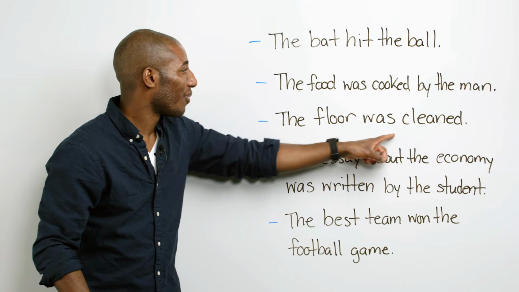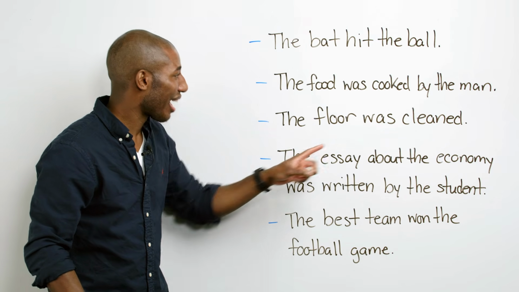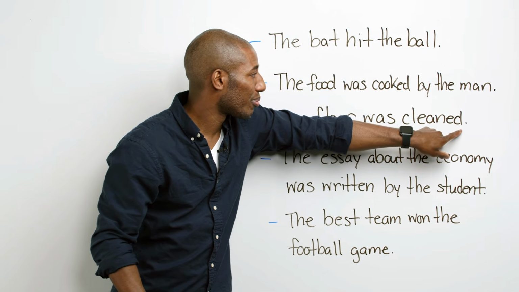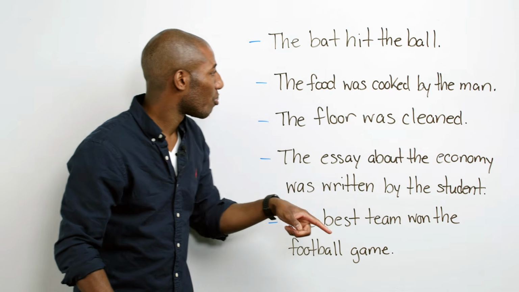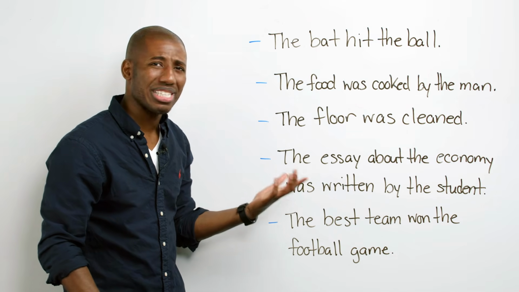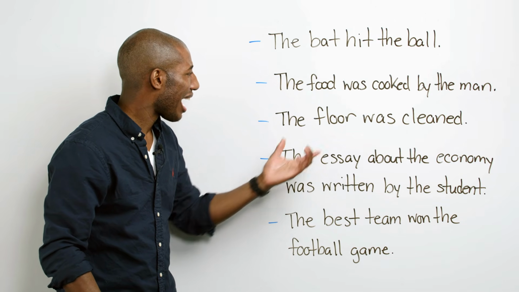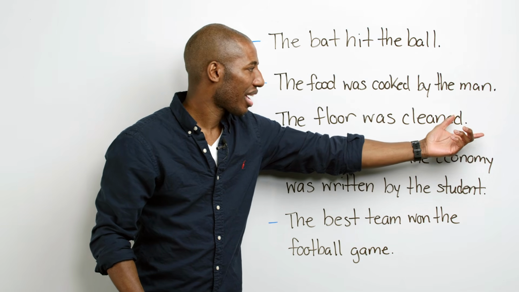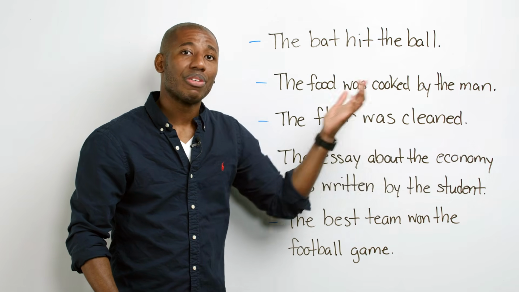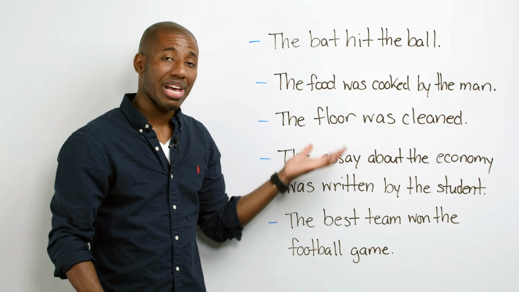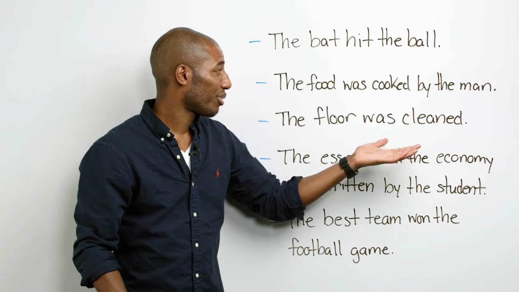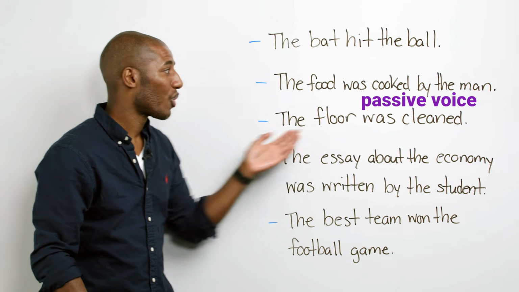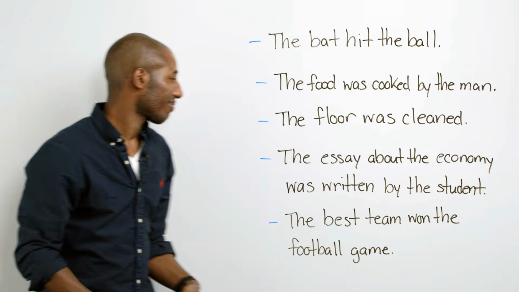The floor was cleaned. Okay, so I see I have my to be verb, was, and my past participle, cleaned. But it seems like I'm missing something. I have the receiver, but not the doer. It's okay. Like we mentioned before, for some sentences, you may not have the doer. This is an example of a passive sentence without the doer.